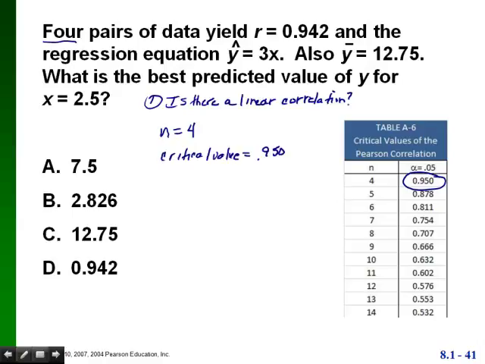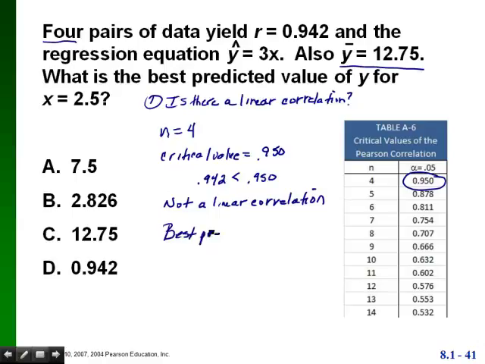So again, we're going to compare our critical value and our correlation coefficient. If we take our correlation coefficient and our critical value, the correlation coefficient is actually less than the critical value. That tells us that there's not enough evidence to conclude that there's a linear correlation. If there's not a linear correlation, then we don't want to use our regression equation to make predictions. So in that case, we're just going to use our sample mean for the y's as our best predicted value for y. So we would say our best predicted value is just the 12.75.